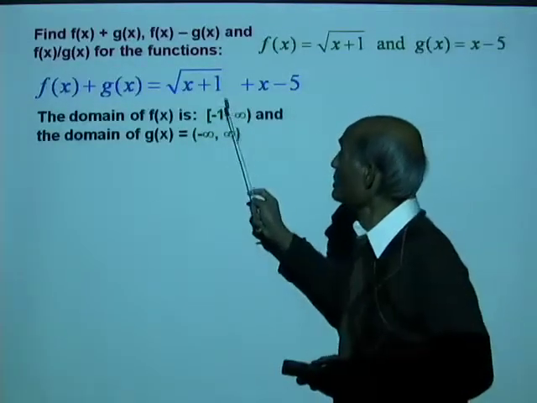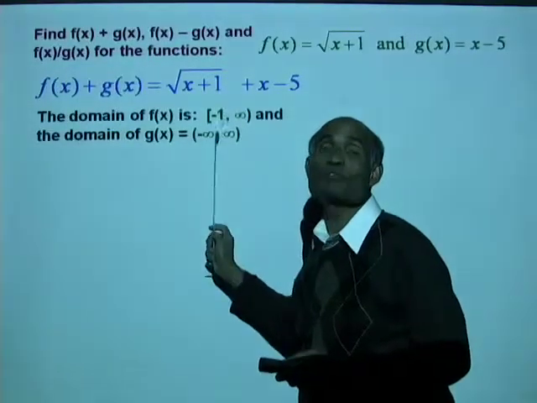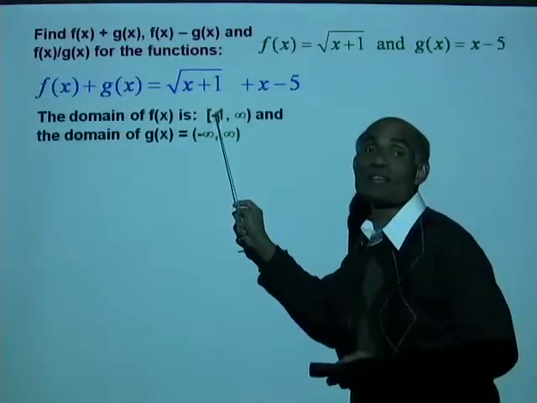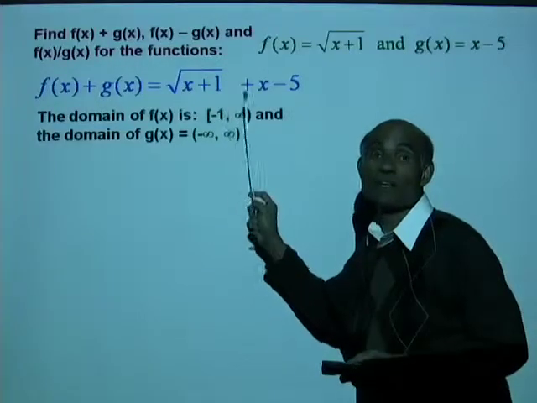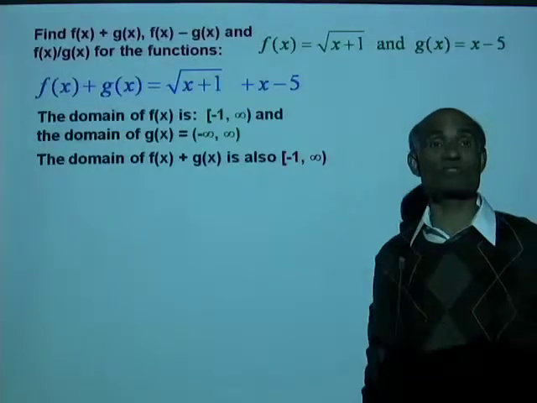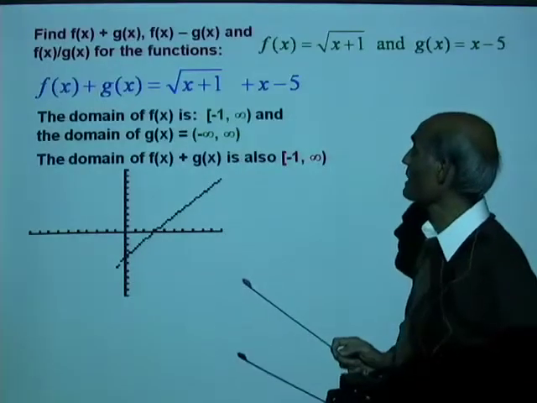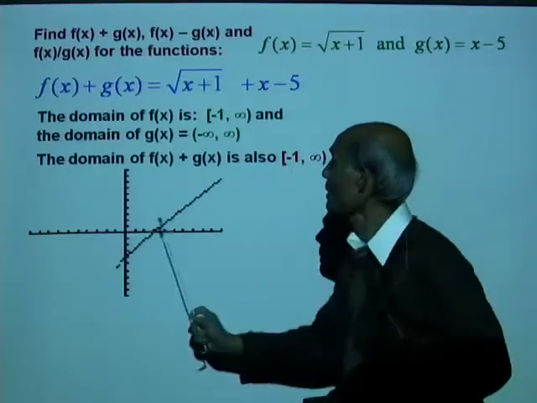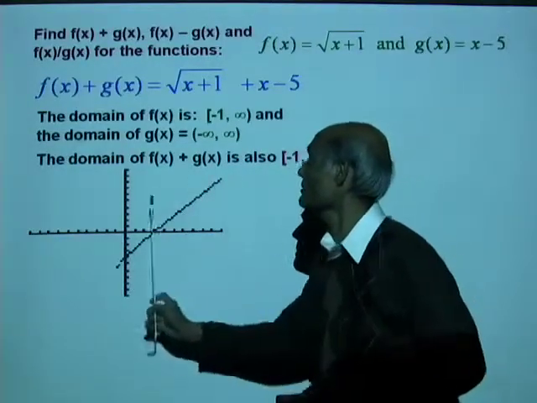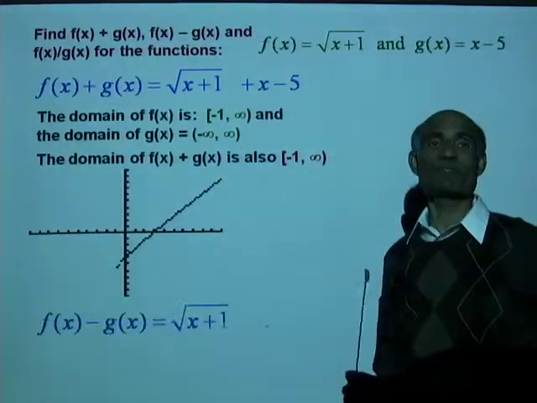Now, the domain of f of x plus g of x is what is common to both these. What is now common to both these? It will be negative 1 to infinity, negative 1 included. That's right. That's the domain of f of x plus g of x. Now, look at the graph of f of x plus g of x. The domain includes only negative 1 to infinity. There are no numbers less than negative 1 in the domain of the function.